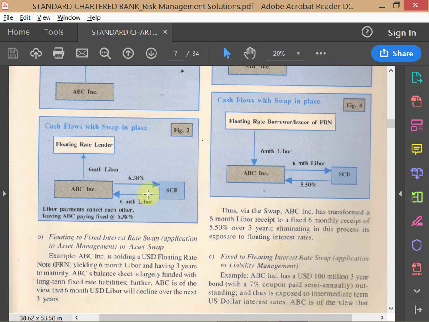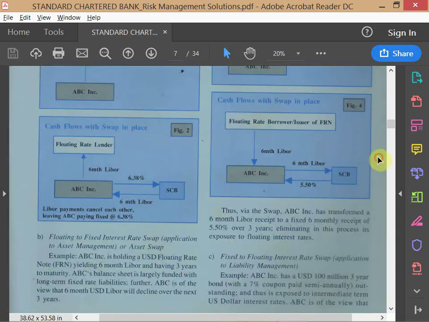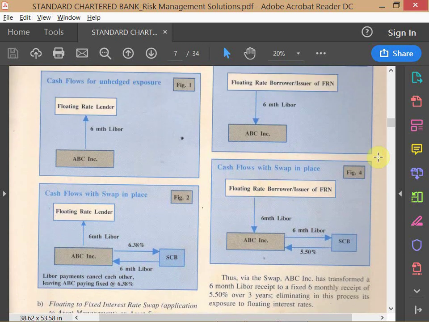So what you have, figure 1 and figure 2, we can see them together. Look at this, the cash flow. Can you see the labeling there? Cash flow for unhedged exposure. Okay, so this is the original period where they have issued the FRN. This 6-month LIBOR, let's replace it mentally with 3-month LIBOR, because in our example it is 3-month LIBOR. It doesn't really matter. Even 6-month LIBOR is risky because it can keep on changing.